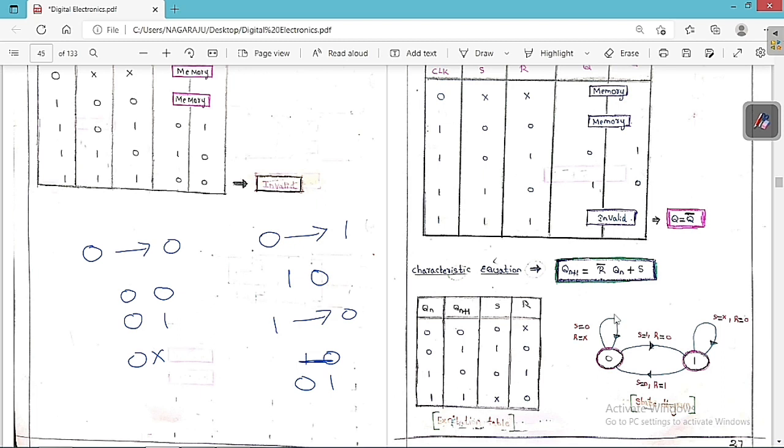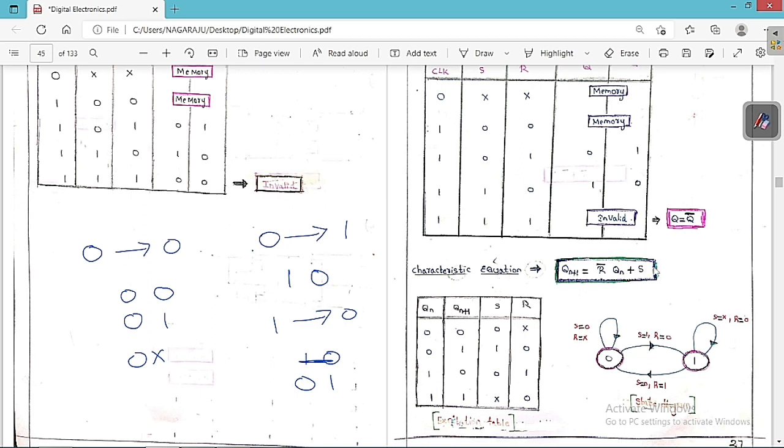So now what I am trying to tell you is, if you take S, R, Qn, with these three inputs you are going to get 8 combinations. For that, you figure out Q of n plus 1, for which input the Qn is changing to Qn plus 1. So if you get a truth table and do the Karnaugh map simplification, you are going to get Q of n plus 1 equal to R bar into Qn plus S. So this is the expression that we are going to get. It is called the characteristic equation.